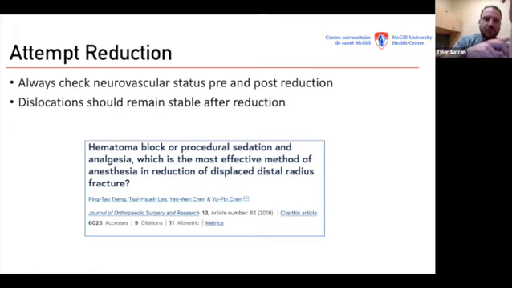I withdraw and infiltrate. And then for the radial nerve, I just do a subcutaneous wheal or a bleb all the way across the dorsum of the hand. And that way I get really good anesthesia when it comes to reductions.